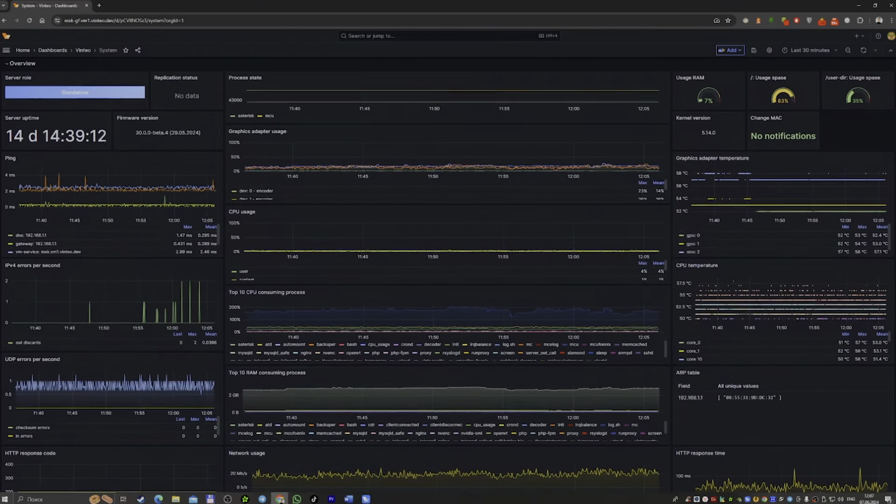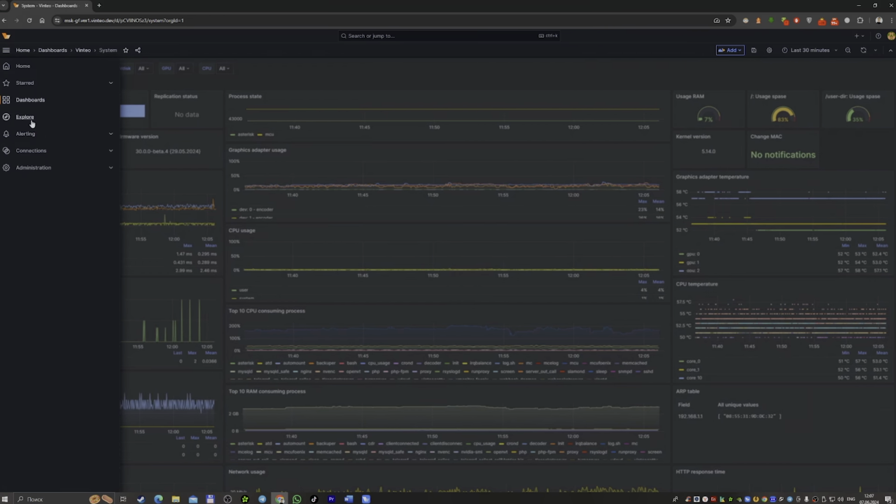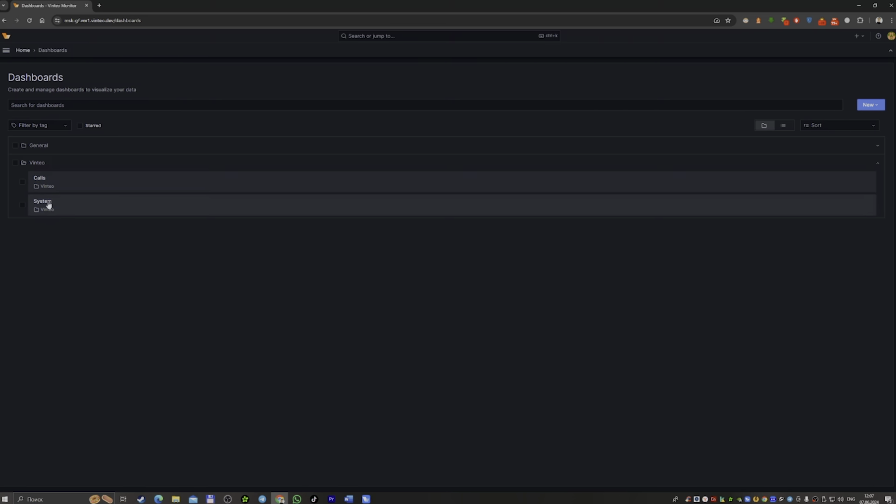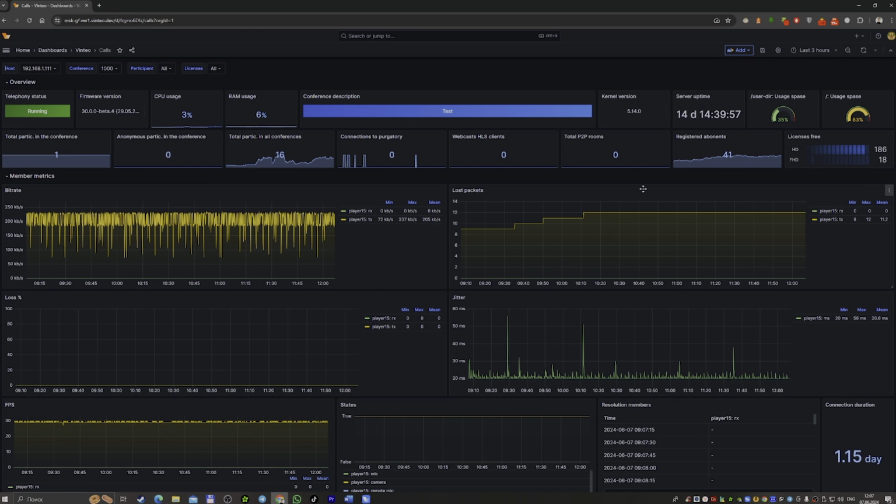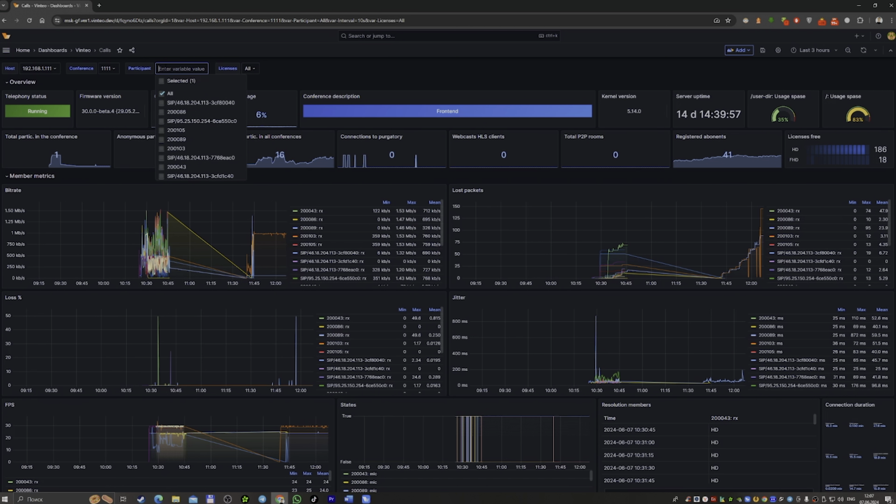On another dashboard, the most interesting metrics are located. Here, depending on the time range that we set, we can see the conferences that took place on the server at this time, and, accordingly, they can be further filtered by participants. For example, we can enter a specific conference and look at the retrospective for each participant.